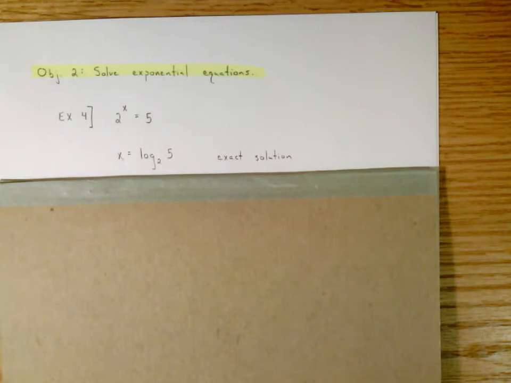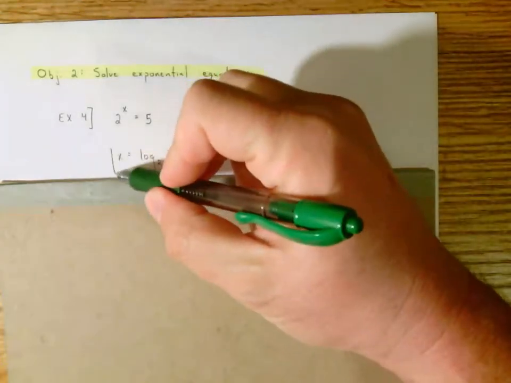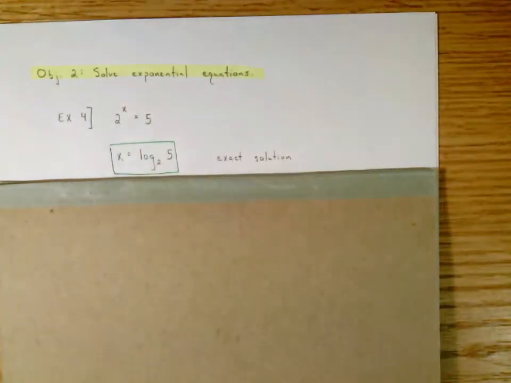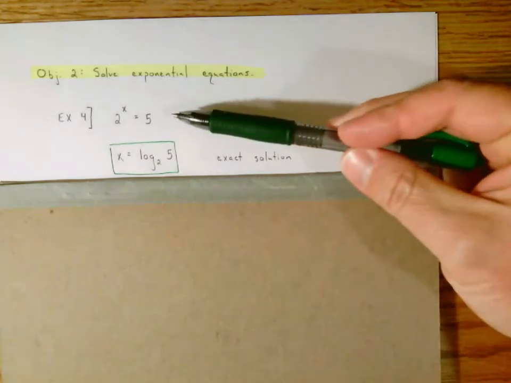So all I'm going to do is rewrite this using the definition of logarithms as x equals log base 2 of 5. And that is the exact solution to this equation. If you're comfortable with that exact solution, go ahead and highlight it, and we're done. Now, if we need an approximate solution for this, we know this answer's got to be bigger than 2, because 2 squared is equal to 4. And the answer's got to be smaller than 3, because 2 to the third is equal to 8.